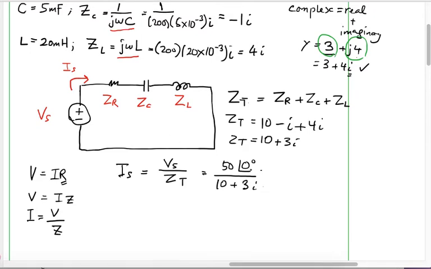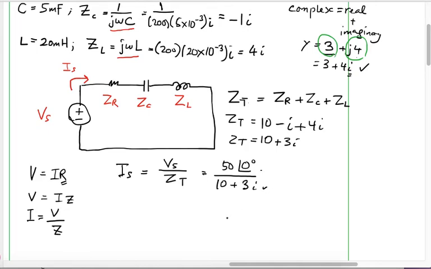Okay, but if you're not sure, we can convert this. If you want to stick with phasor form, change the denominator into phasor form, or if you want to stick to complex numbers, you have to change the upper part, the numerator, into a complex number. So it depends on your preference. I have two suggestions here.